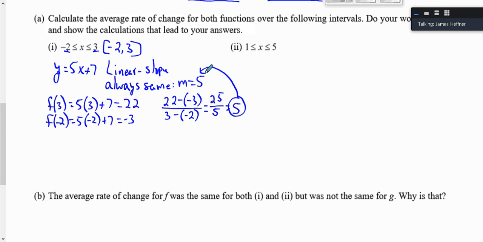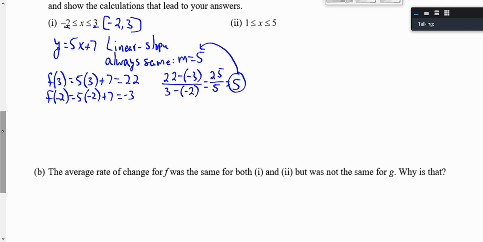We knew that was our slope because it's linear, and that never changes with a linear equation. Now let's squeeze in g of 3 down here and g of -2. So now let's do g of 3.